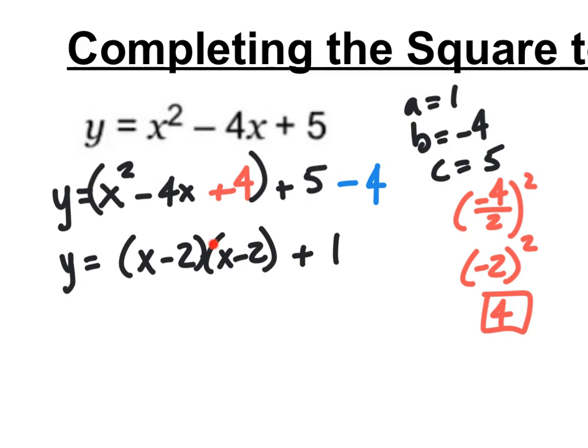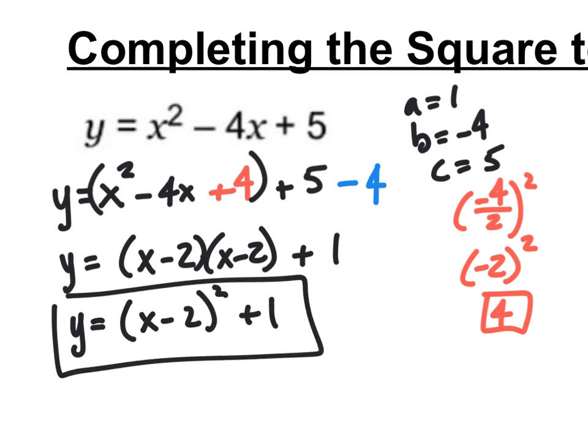Now because the two numbers -2 and -2 add to -4 and multiply to +4, since I have two of the same, I get y is equal to x minus 2 quantity squared, plus 1. And that's it. Notice how this number, minus 2 here, is the same number that we got by dividing our middle term by 2. The trick is, when you add that number to your trinomial, you then also have to subtract it over here.